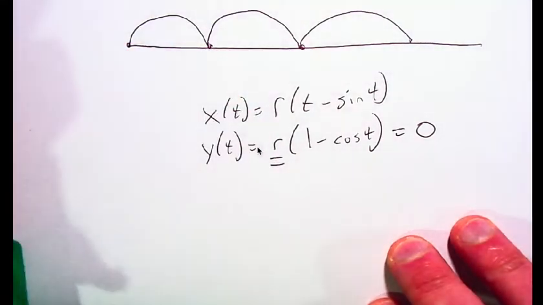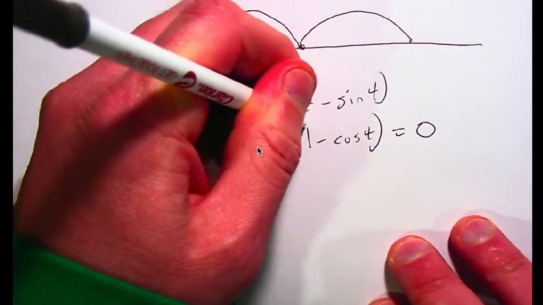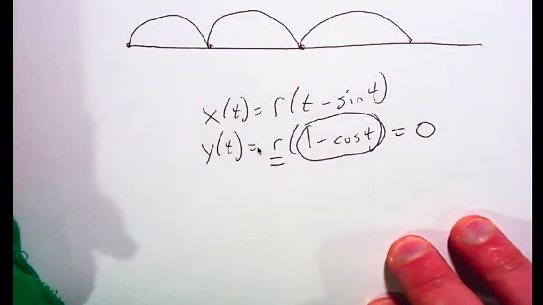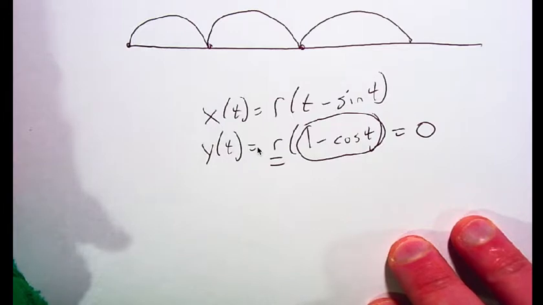R is some constant, and so R is not 0. So basically we need to set 1 minus cosine of t equal to 0, and figure out how often that happens. So it's back to a good old unit circle question. So I'll let you think about that a little bit. Then it says find the arc length.